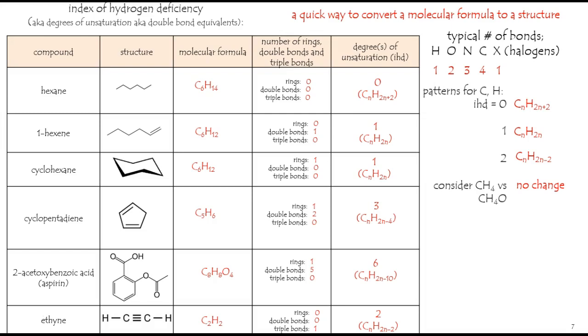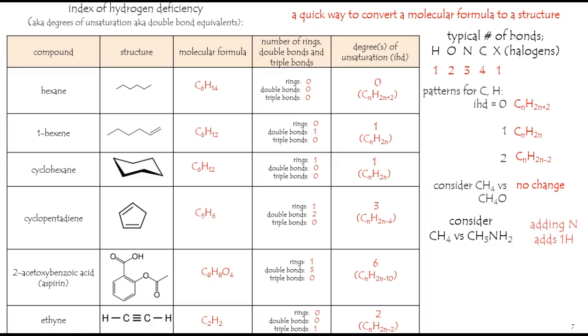What happens when you add oxygen? Well, if you draw methane and then also methanol, you'll see you don't have any double bonds or rings. It's a spacer, right? It does not affect anything. So oxygen doesn't mess it up. So if you see C2H6O, don't worry about the O.